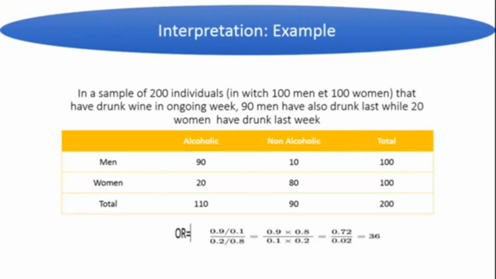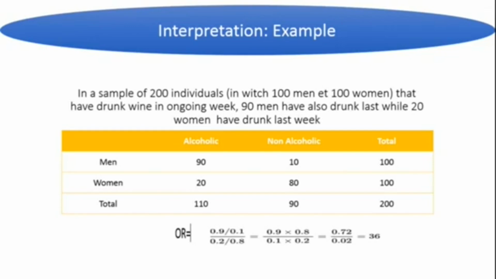So in our sample we have 19 men that have also drunk the last week, that are alcoholic, and only 10 of the 100 women have not drunk in the previous week. And let's look at the women population. If you look at the women population, we can see that 20 women in our sample have drunk in the previous week among 100 women that have drunk in the current week.